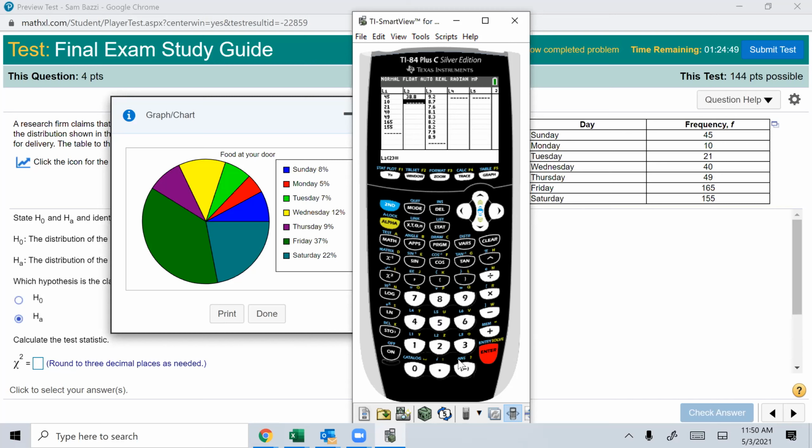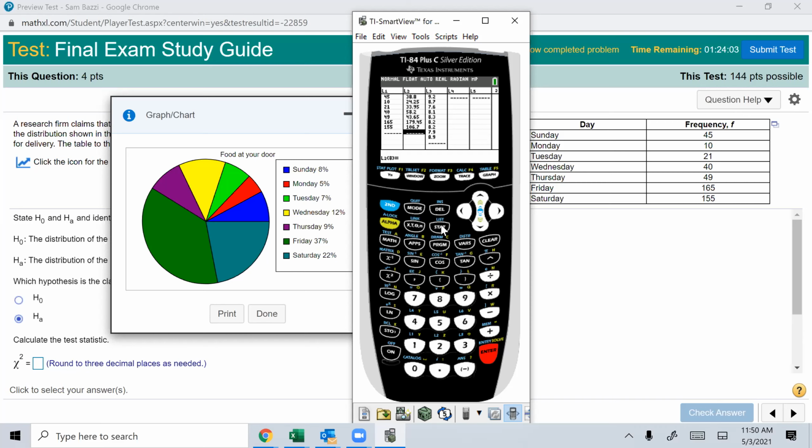For the next one, 5% of 485. For the next one, 7% of 485. Remember, it's a percent of the grand total. 12%, 0.12 times 485. 9% times 485. 37%, 0.37 times 485. Don't worry what the answer is, it doesn't matter. And 22%, 0.22 times 485.